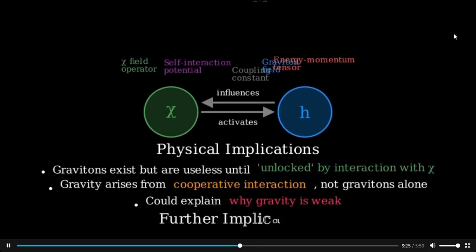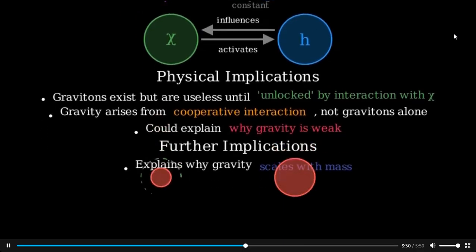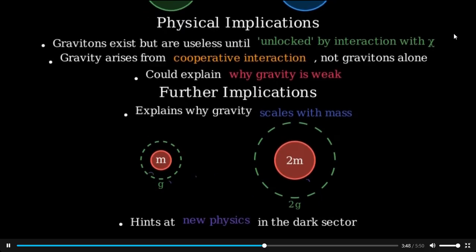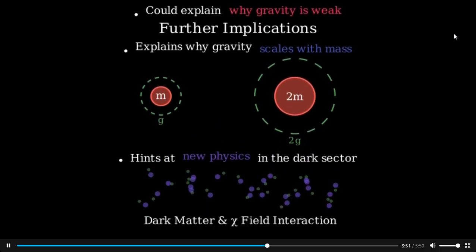Let's investigate further implications of this model. This model naturally explains why gravity scales with mass. Since the energy-momentum tensor T mu nu appears in both equations, and this tensor is directly related to the mass and energy distribution of matter, we can see how the gravitational interaction maintains its proportionality to mass. Additionally, this framework hints at possible new physics in the dark sector. The auxiliary field chi could potentially interact with dark matter in ways that differ from its interaction with ordinary matter, offering a new perspective on dark matter and dark energy phenomena.